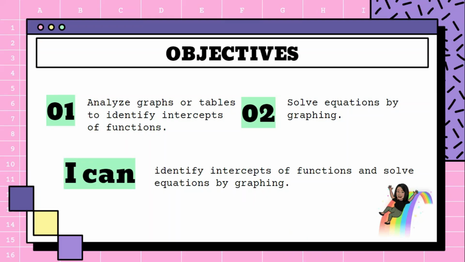We will start by setting up our objectives. The first one is to analyze graphs or tables to identify intercepts of functions. Our second objective is to solve equations by graphing. The I can statement is, I can identify intercepts of functions and solve equations by graphing.